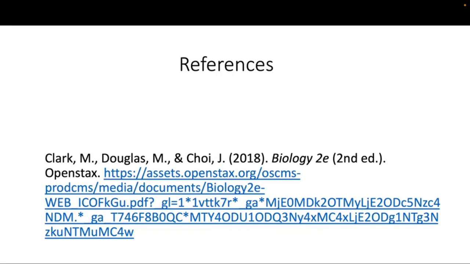So again, this is the reference book that I've used. You can get this book from the OpenStax. It's a free version, so you are welcome to go back and review this book.